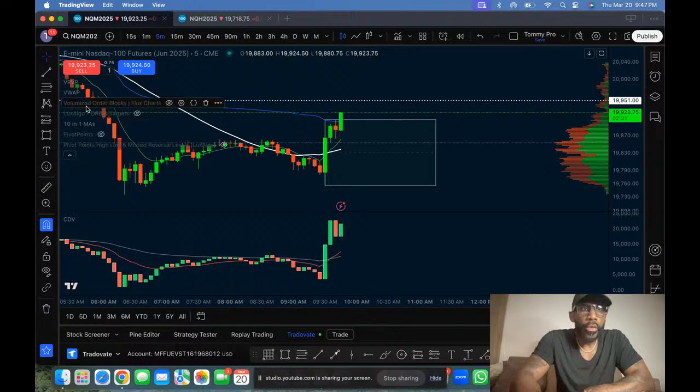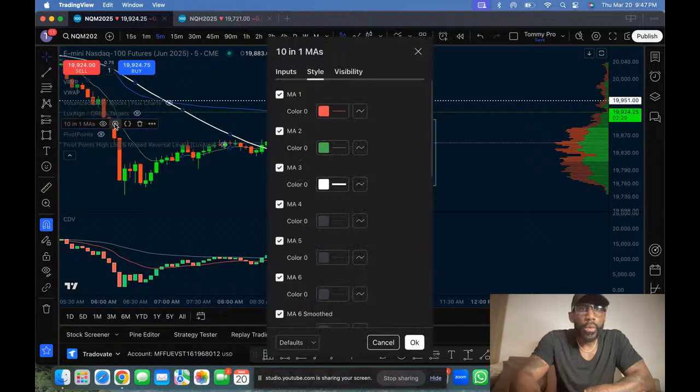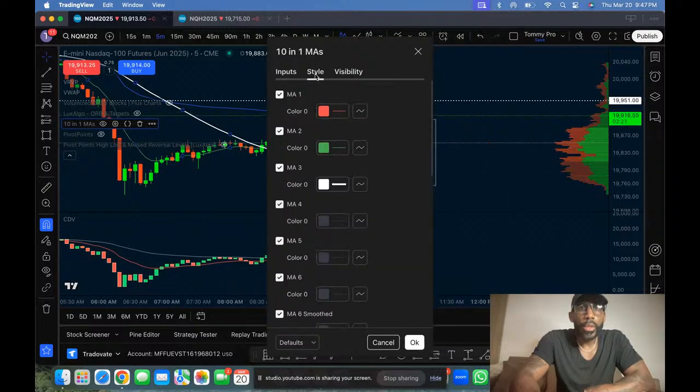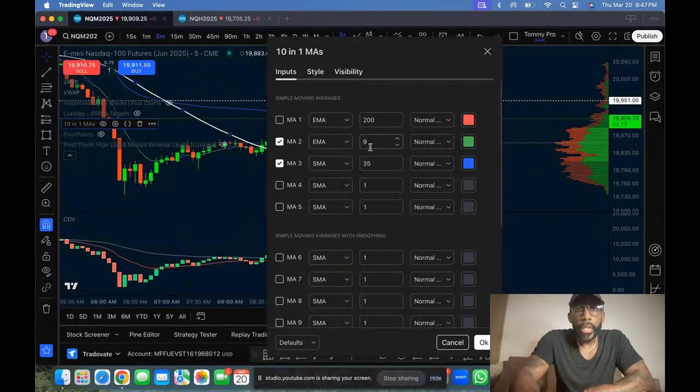so my EMA settings here. All right. I don't have the red one on anymore, but yeah, it's just the green and white. So the green is my 9 EMA, and the other one is my 35 EMA.